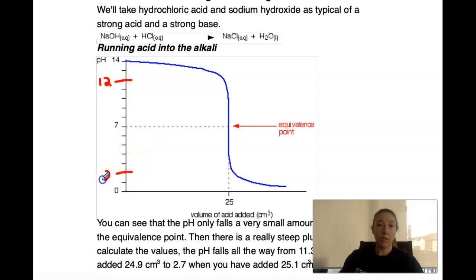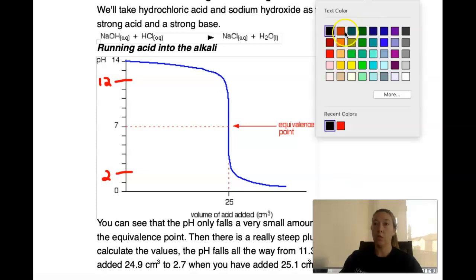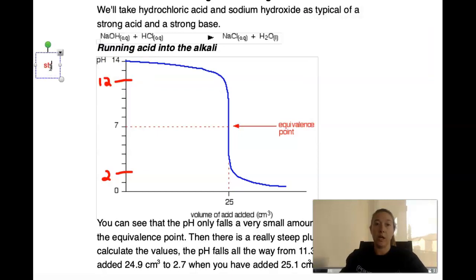Oftentimes what you're going to find is that if your pH is greater than 12, which here it is, that's going to indicate to you that you are dealing with something that is strong. So even if I didn't know that this was sodium hydroxide, I could say that this was a strong base.